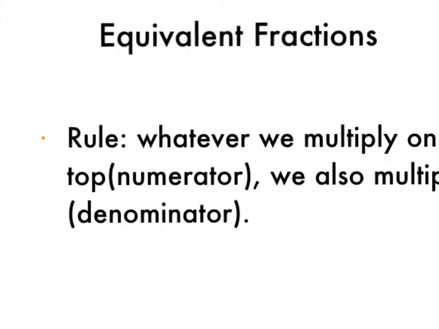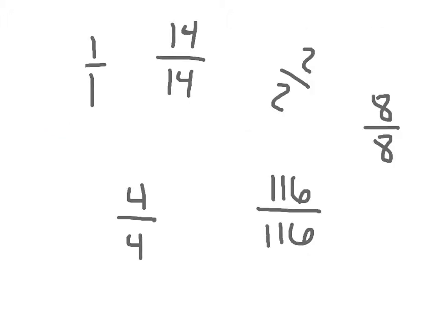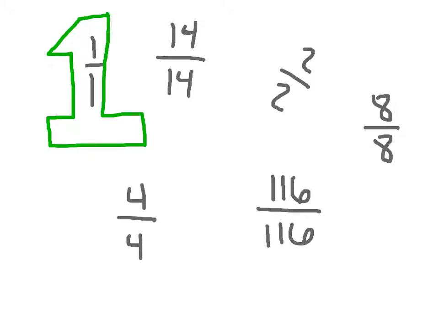Okay, one thing I wanted to point out is when we multiply by something over itself, so 1/1, 14/14, 2/2, 8/8, 4/4, 16/16, anything over itself. Miss Mitchell, what does that represent? It is equivalent to 1 whole. Very good. I'm going to draw a nice little picture here. My block 1 equals 1 whole. No matter what it is, if it's over itself, it is equivalent to 1 whole.